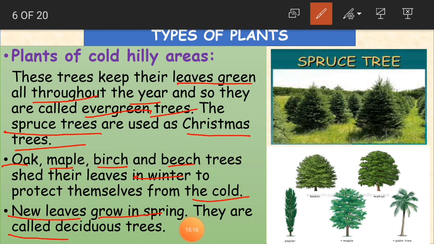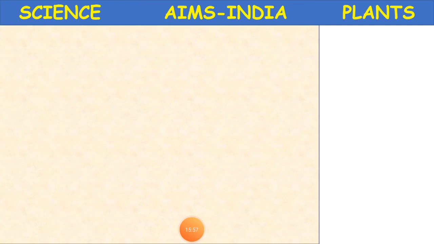And these types of trees are called deciduous trees. Clear, children? So what are deciduous trees? Deciduous trees shed their leaves in winter. Why? To protect themselves from the cold. And when they get leaves again, they get them back in the spring. New leaves grow in the spring. For example, what trees do we have here? Oak, maple, birch and beech. Clear, children? Yes.